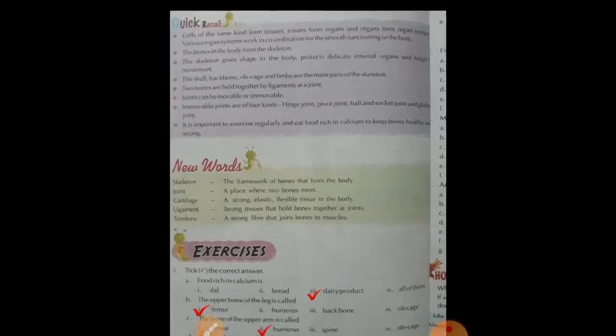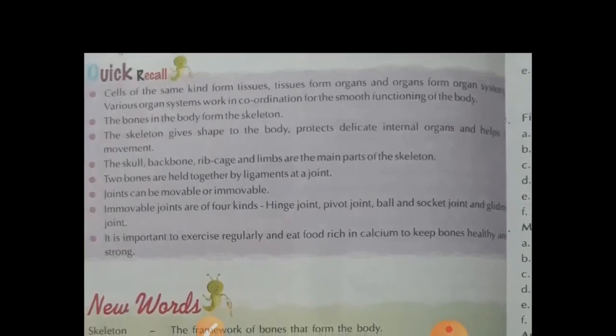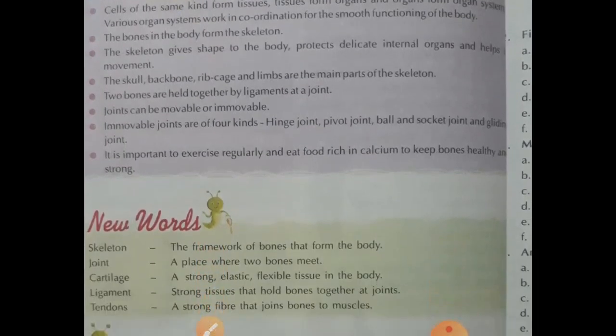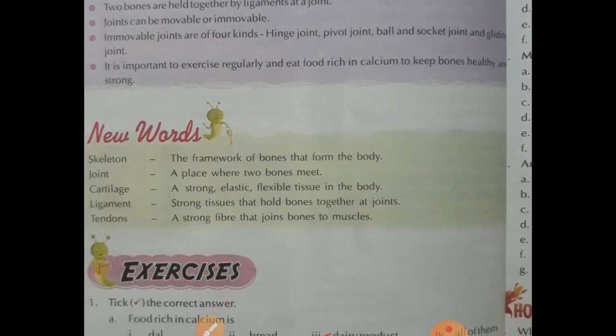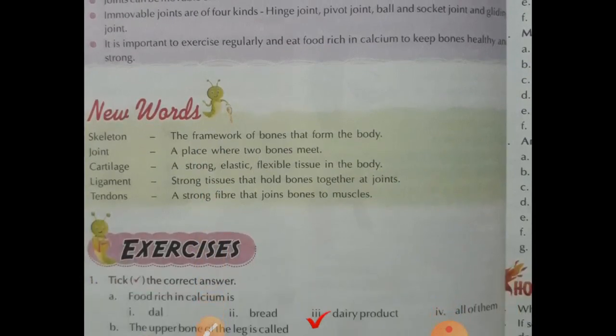Here you can see, first is quick recall. This you have to read yourself. This is a little summary about the chapter. Now new words. In these new words you have to learn all the new words. This is the type of word meaning. Skeleton means the framework of the bones that forms the body. Next, joint, a place where two bones meet. This is joint. Cartilage, a strong, elastic, flexible tissue.